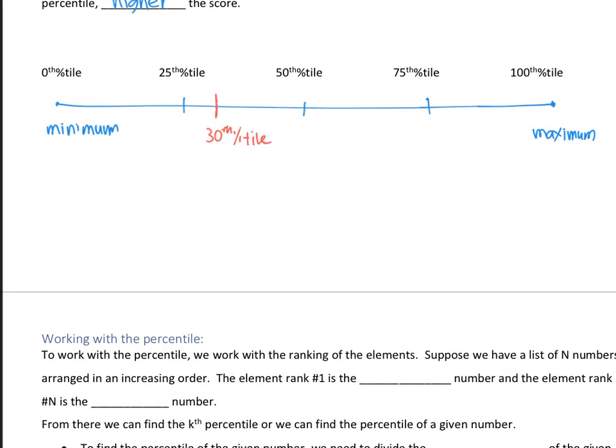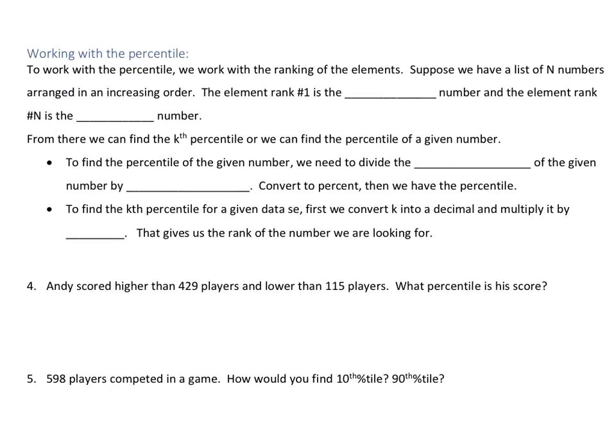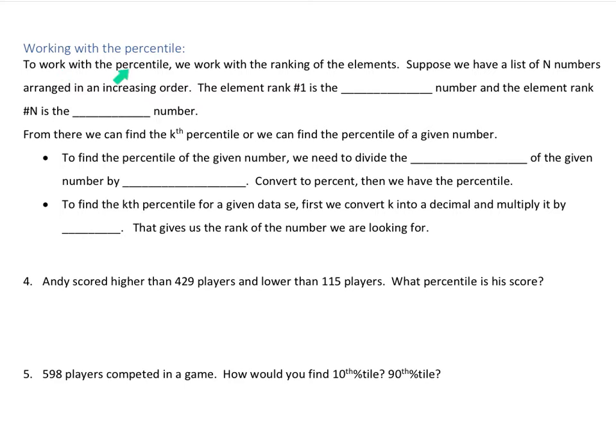All right, let's move on to the next. Working with percentiles. How do you actually calculate the percentile? To work with the percentile, we work with the ranking of the element. To see whether my number is higher or lower, you basically have to rank everyone in increasing order, right? Suppose you have a list of n many numbers. It could be 100 numbers, it could be 1,000 numbers, whatever. Arranged in increasing order, element rank number one is the lowest number, and element number n is the highest number, right? So if you rank number one here, because we are arranging in increasing order, you have the lowest number.